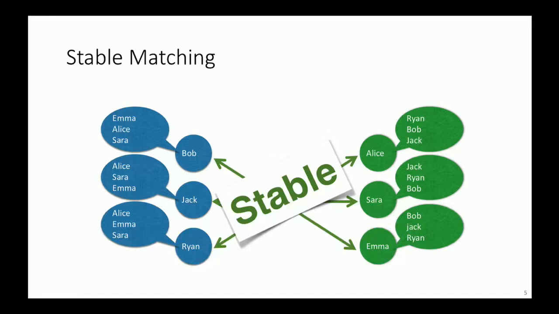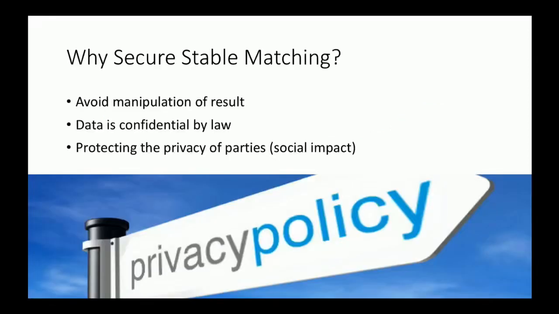In the secure stable matching setting, we want to perform a stable matching without revealing each party's preferences to any other party. So why is it important? There are multiple answers to that. First, there are multiple studies that show that if an individual knows the preferences of other people, he or she can manipulate the outcome in his or her favor by changing his or her own preference list. Second, in some scenarios, the data is confidential by law, so we need to respect that. And the third reason is, of course, privacy. No one likes to feel he or she wasn't the first choice.